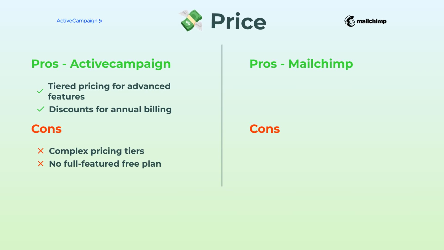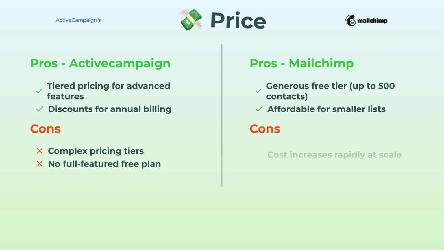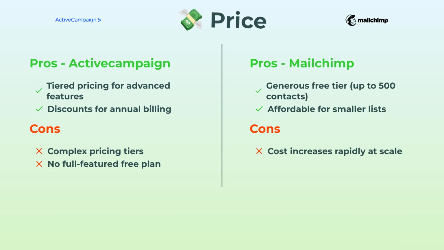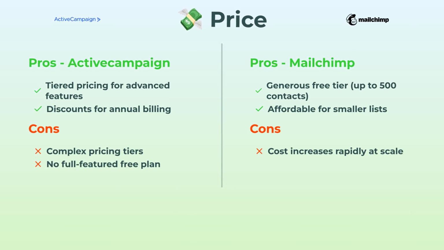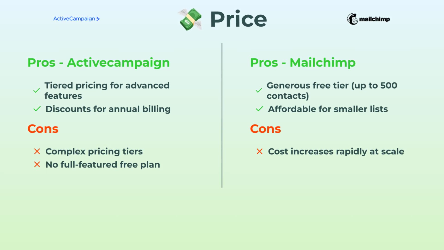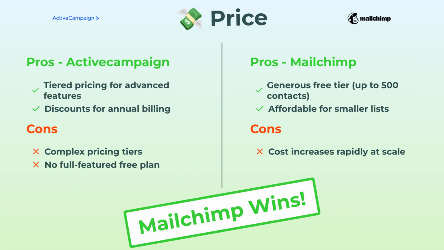On the flip side, Mailchimp, they make it almost too easy for newbies. There's a free tier that covers up to 500 contacts, and it's super affordable for small lists. Sure, costs pick up quickly once you grow, but in the battle of the budget, Mailchimp keeps things way simpler and cheaper for beginners. So Mailchimp takes the win here.